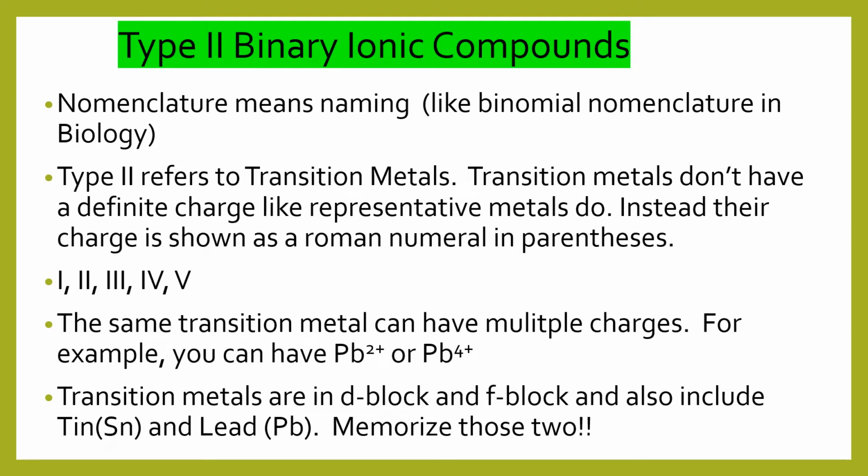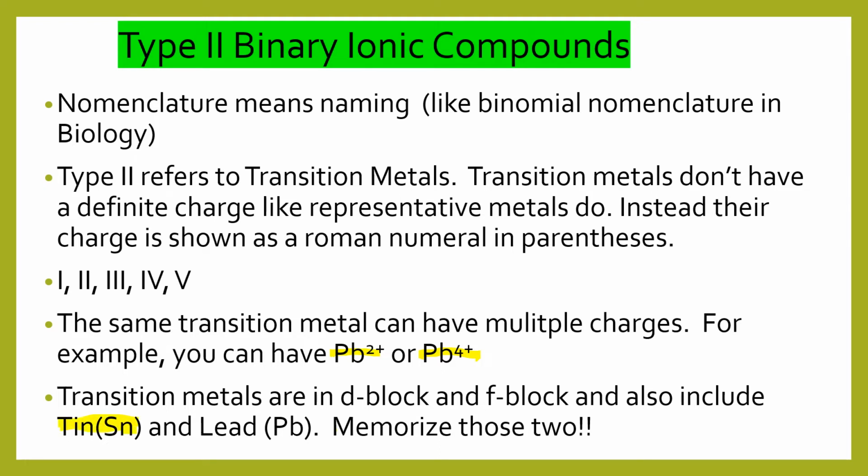So the same transition metal can have multiple charges. For example, you can have lead 2 with a 2 plus charge or lead 4 with a 4 plus charge. So that's why they're transition. They transition from one charge to another. So there has to be a way for you to know what the charge is, so that's where those Roman numerals come in. Here's something really important. You have to memorize these two.